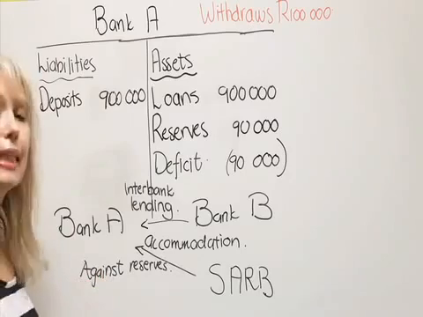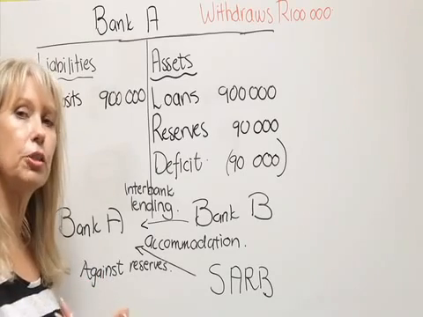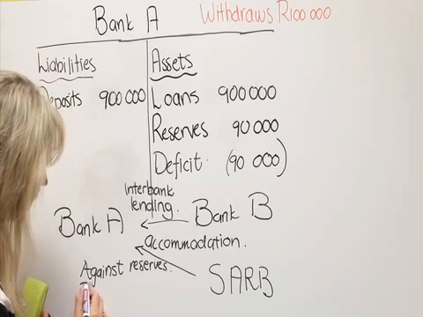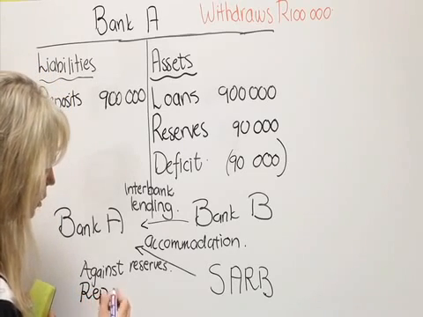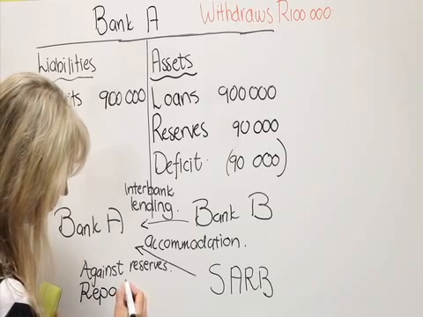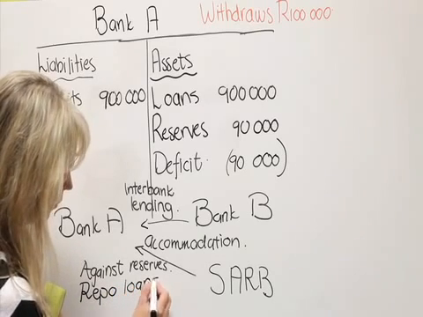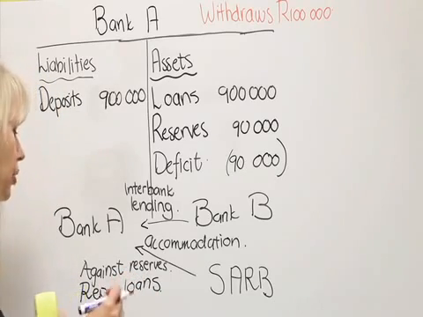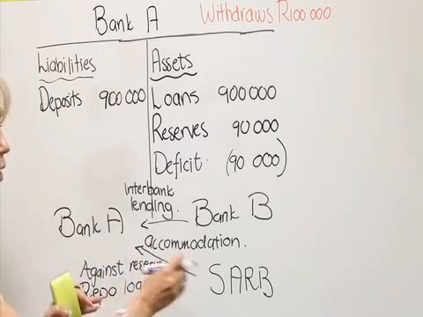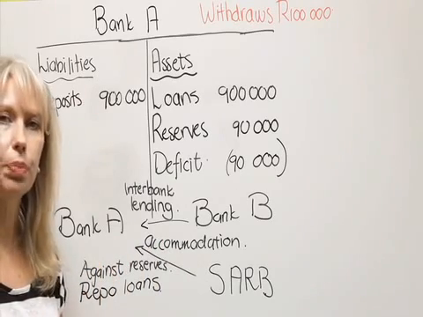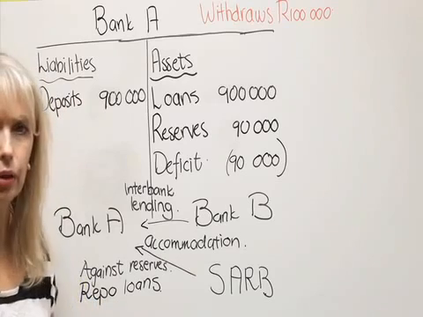Then the second way, and the most important way as far as monetary policy is concerned, is repurchase transactions or repo transactions. We're going to explain to you exactly how that works, but banks borrow from the Reserve Bank at the repo rate, and we call those repurchase transactions or repo loans.